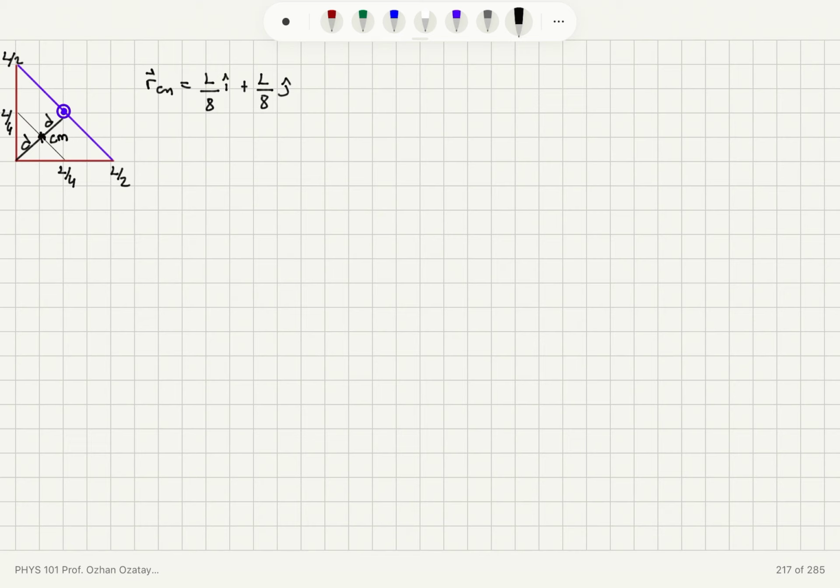So the distance between the center of mass and the axis of interest here is d squared, which is equal to the magnitude of r center of mass squared.